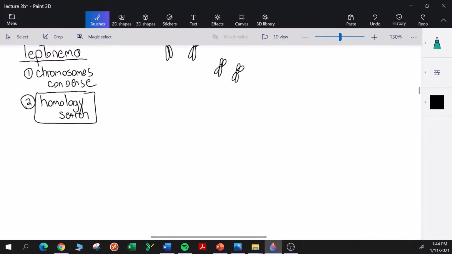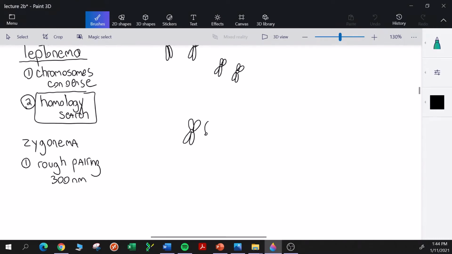So the next subphase is zygonema. During zygonema, if we were to look at some meiotic cells under a microscope and we saw that the chromosomes were roughly paired, so a rough pairing has occurred and they are about 300 nanometers apart, we would say that that meiotic cell was in zygonema. So let me diagram these here. So let's say this is 300 nanometers.